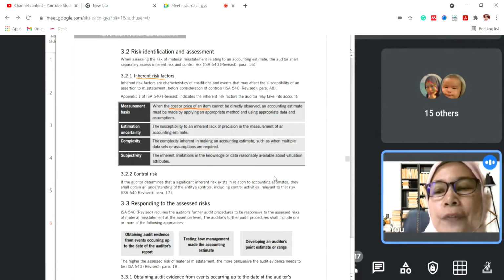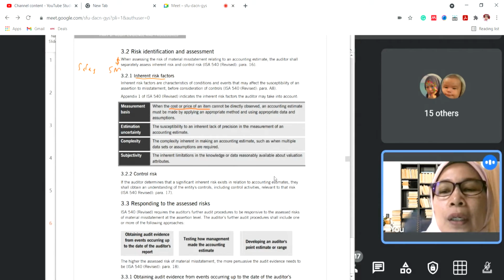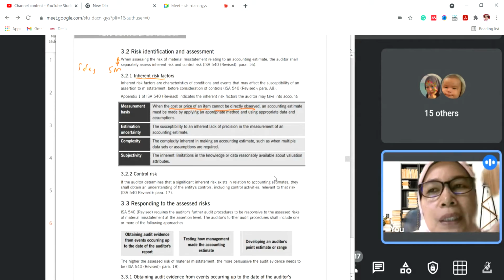You know the sales figure of the company, sales in the financial statement. You get the total here, let's say $5 million. But normally you cannot specifically know the unit price for each item. The cost or price of an item cannot be directly observed because the price might change over time.